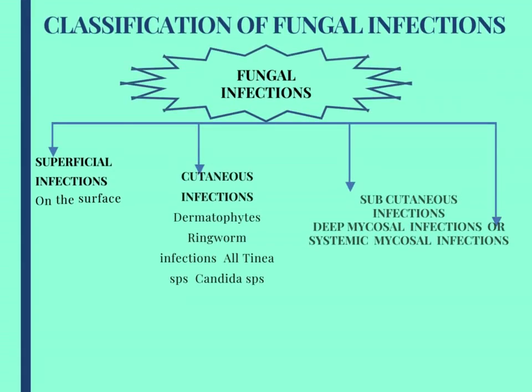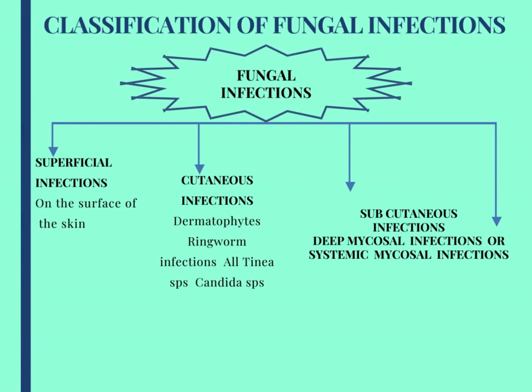Now let's see the classification of fungal infection. Fungal infections can be classified based on the depth of tissue involvement. The 3 main categories are superficial infections, cutaneous infections, and subcutaneous infections. Here's a breakdown of each category. Superficial infections. Location: on the surface of the skin, hair, and nails. Examples: dermatophytes. These fungi infect the skin, hair, and nails and cause conditions such as ringworm. Examples include Trichophyton, Microsporum, and Epidermophyton.